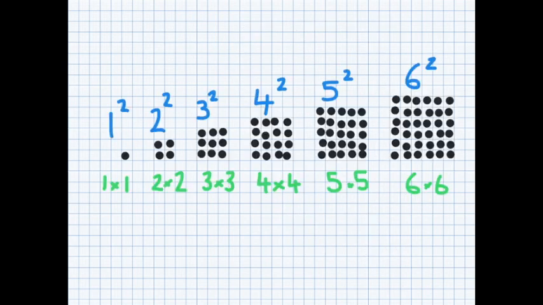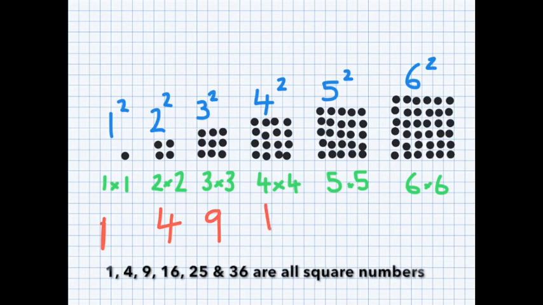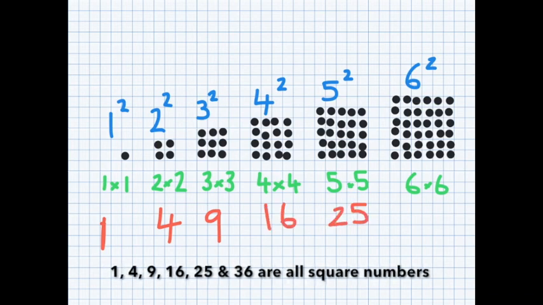It's easy to look at square numbers visually too, so hopefully this helps you out a bit. As you can see, 1 times 1, or 1 squared, is equal to 1. 2 times 2, we've got 4 dots, so 2 by 2 is 4. 3 by 3, 9. 4 squared, or 4 times 4, is 16. 5 squared, 25. 6 squared, 36.